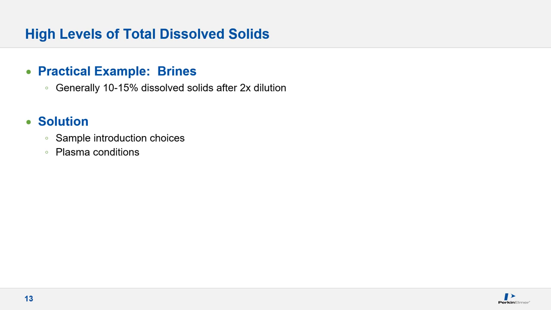ICP-OES has the ability to easily handle high levels of total dissolved solids, up to percent levels. But as concentrations increase, certain standard operating conditions must be changed to ensure quality data.